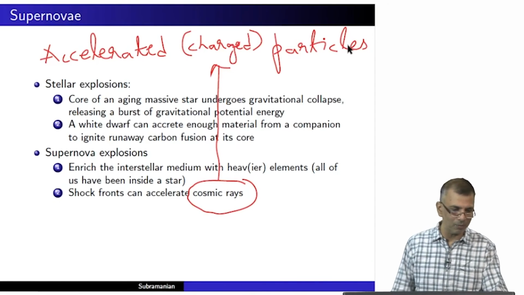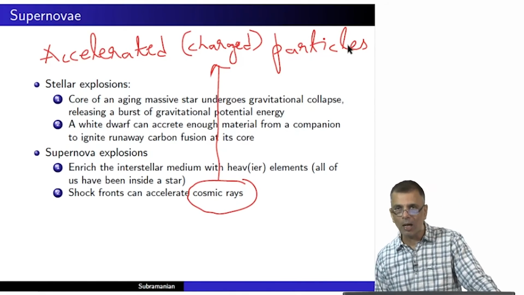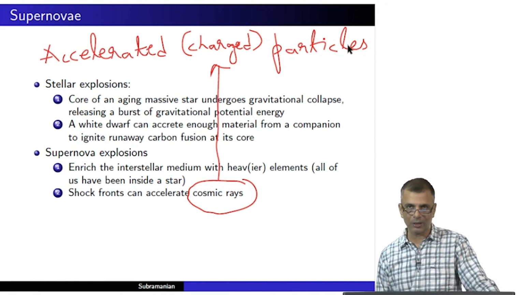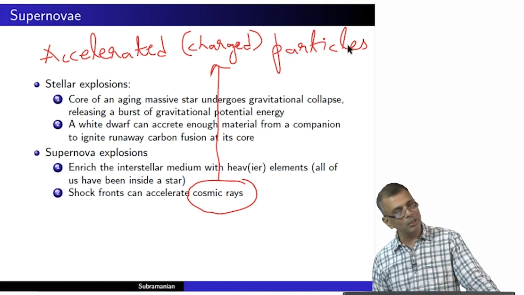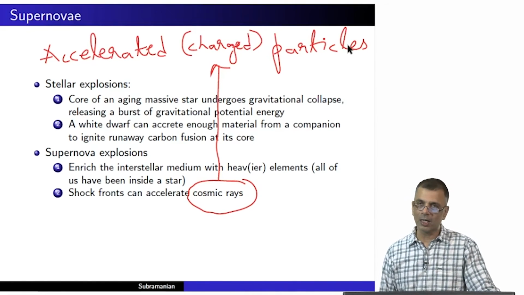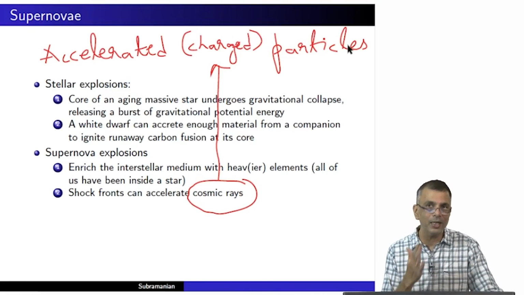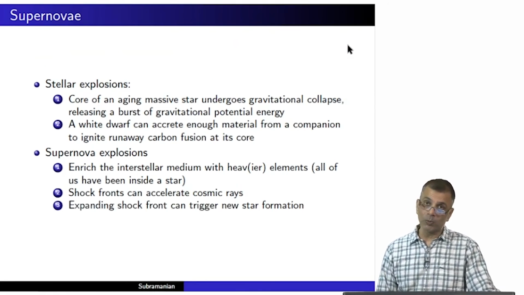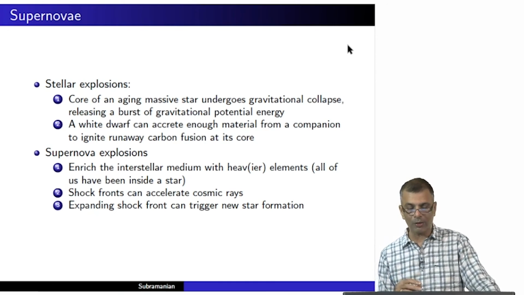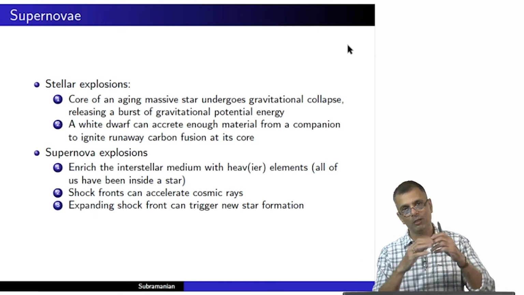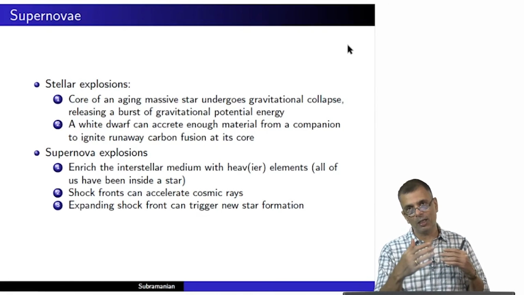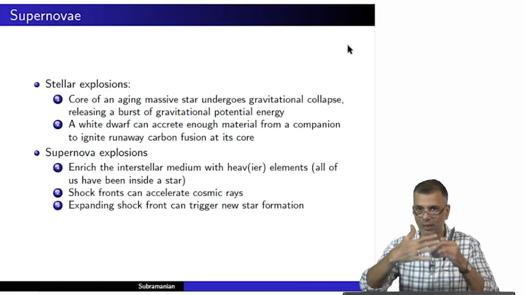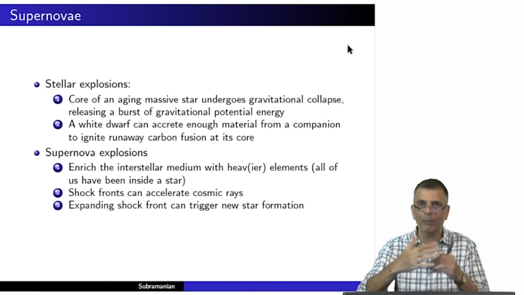So it's always been a very interesting question. Where did they come from? How did these particles get accelerated? And we know from what we discussed in the preceding couple of sessions that shock fronts are ideal candidates for accelerating particles such as cosmic rays. What's more, the expanding shock front can also trigger new star formation. As it propagates through the interstellar medium, it snowplows material in front of it. Okay, so material is piled up in front of it.